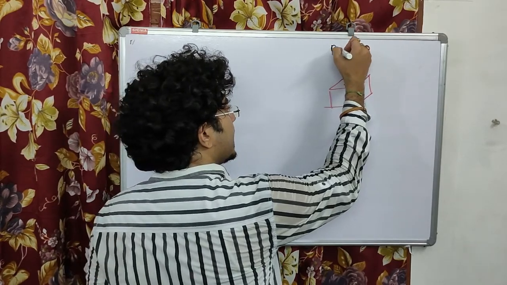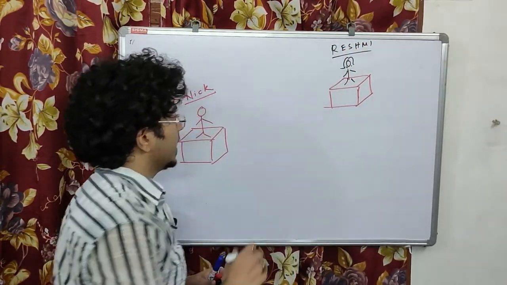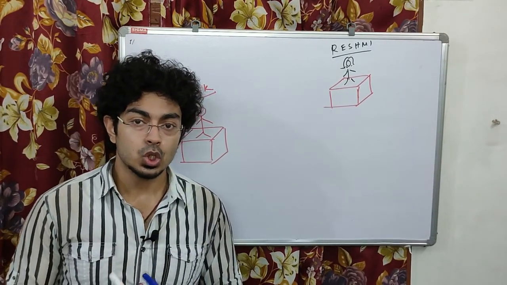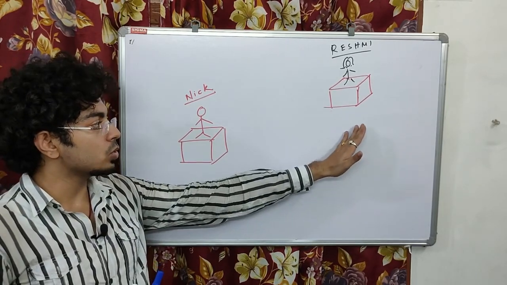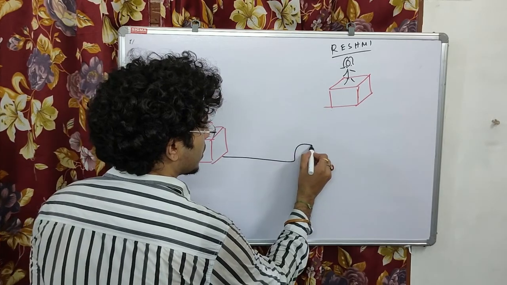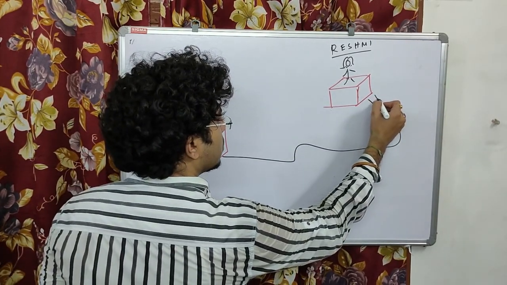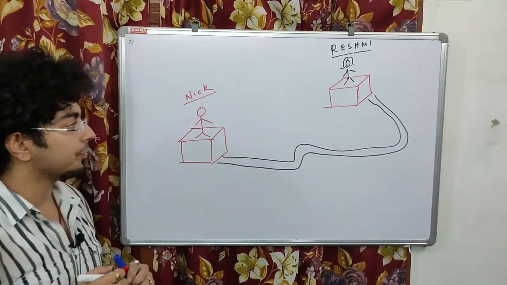So Reshmi and Nick are very good friends. If Nick wants to go to Reshmi's house, he has to go on a road, right? Now this is how the road looks.